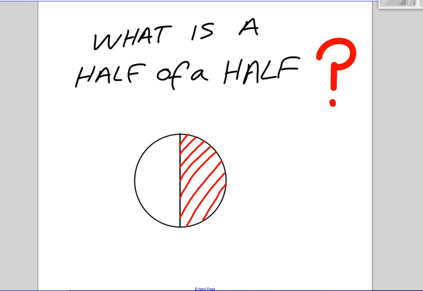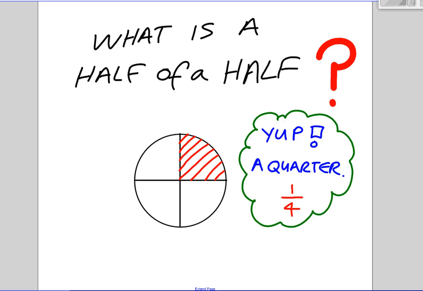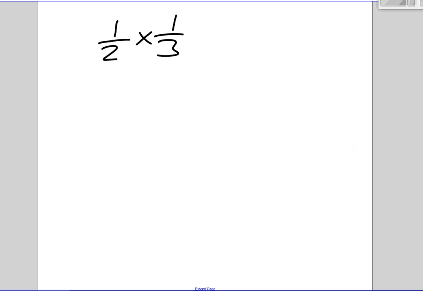Let's get back to the pizza scenario here. So I've halved my little circle, pizza, whatever you want to call it. But then I'm going to half it again, because that's what I want, a half of a half. And pictorially, it looks like I've got a quarter on my circle there, my pizza. Yep, indeed, it is a quarter.